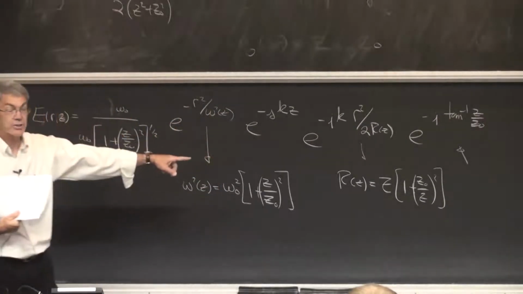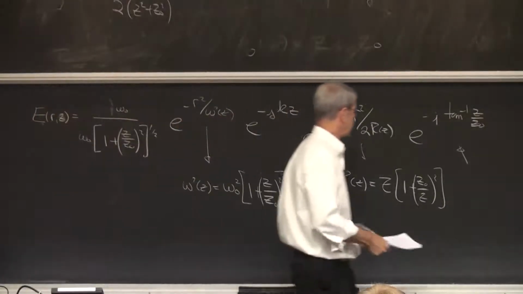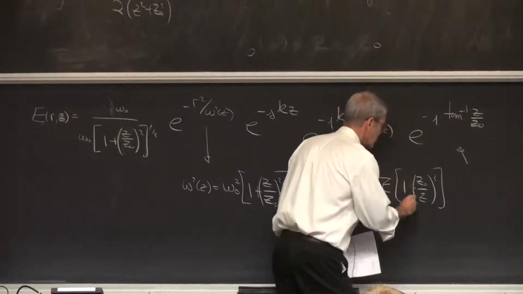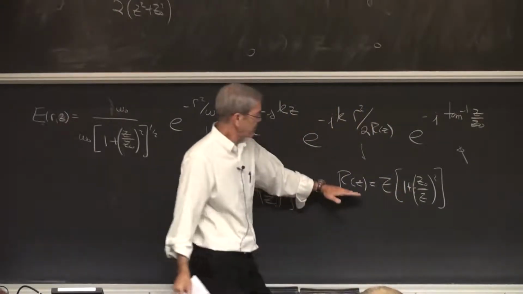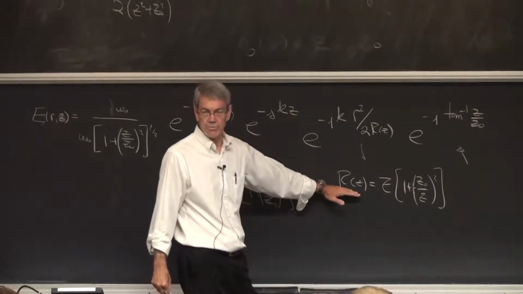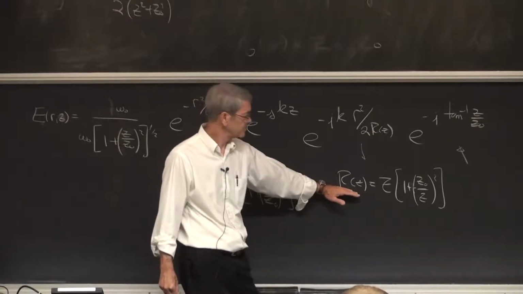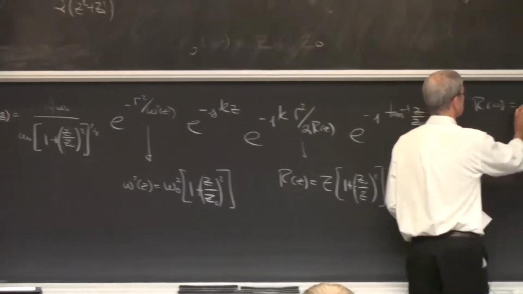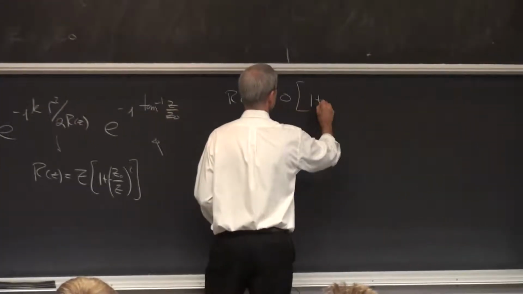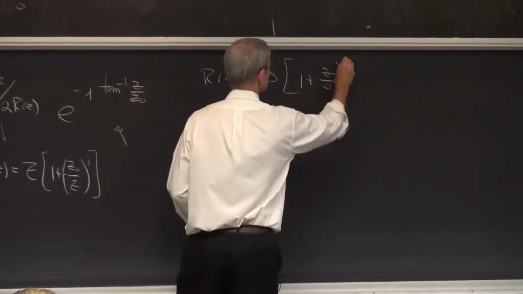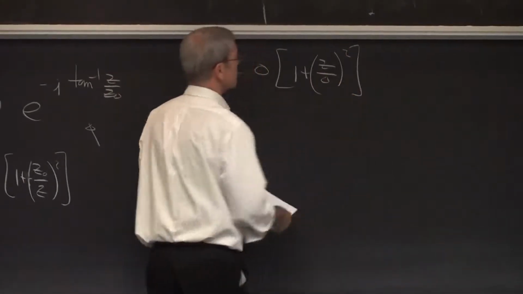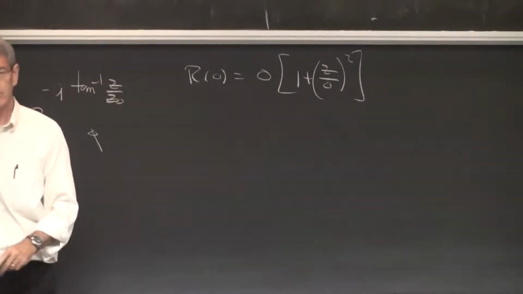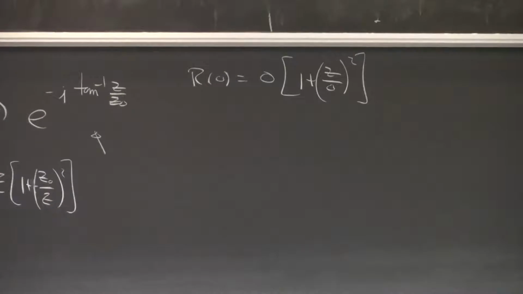So let's talk about the radius of curvature. It is critical that it's defined this way. If I go to z equals 0, what's the radius of curvature? I get r of 0 equals 0 times 1 plus z naught over 0 squared. So this one wins the day. What's that equal to?